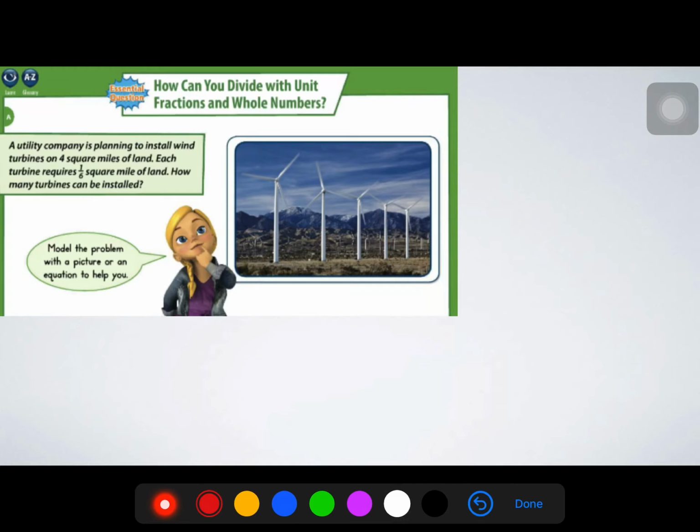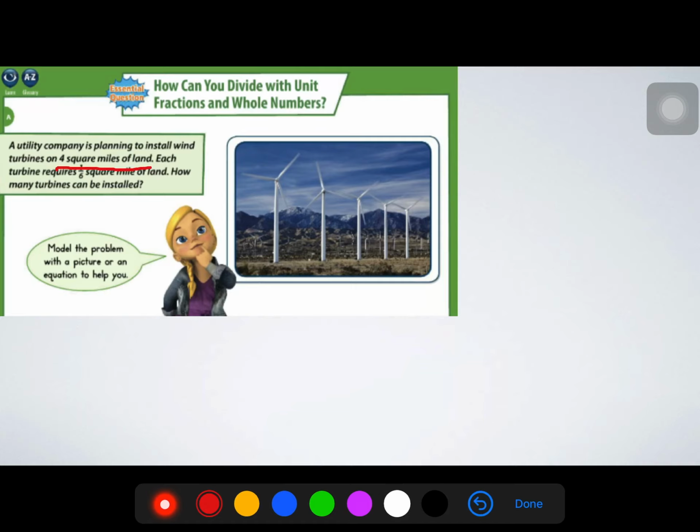Okay. The visual learning problem in our book is this: to answer the essential question, how can you divide with unit fractions and whole numbers? A utility company is planning to install a wind turbine on 4 square miles of land. Each turbine requires 1/6 square miles of land. How many turbines can be installed?